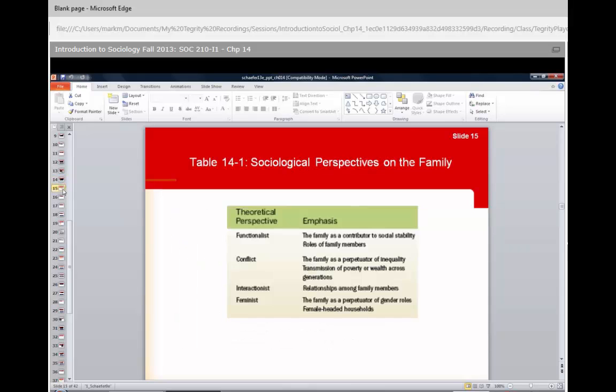All right, our next slide is a summary of all those perspectives that we've looked at. That's another routine thing our chapter does, but just make sure you understand what each perspective is generally talking about, or its emphasis as it's given to us here.